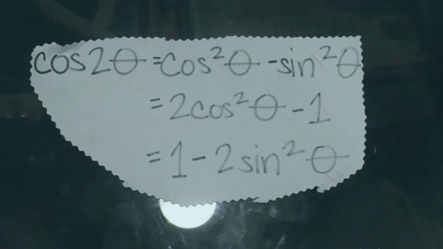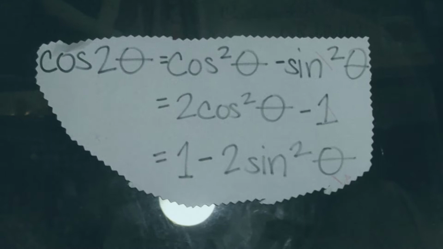The first formula will be for sine, which is sine 2 theta. Sine 2 theta equals 2 sine theta times cosine theta. The second will be for cosine, which has three formulas.